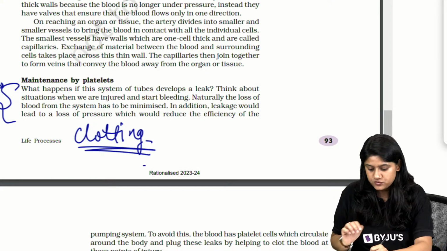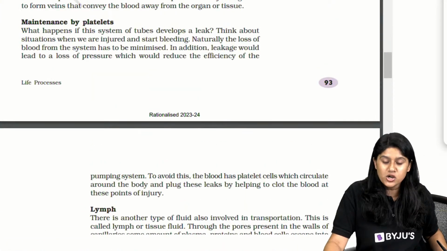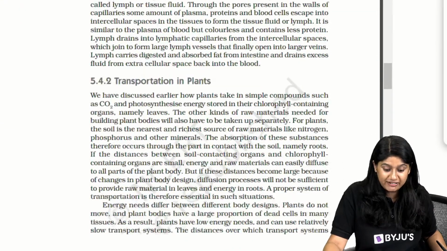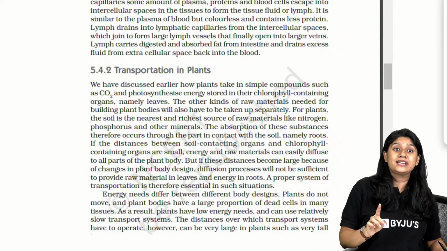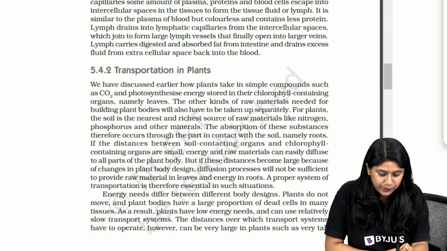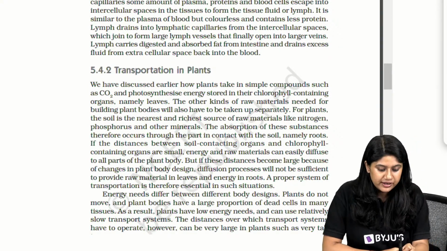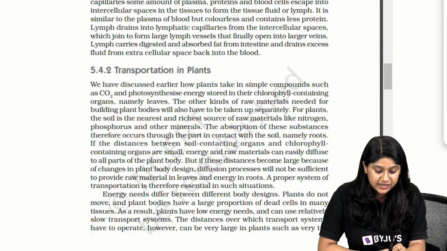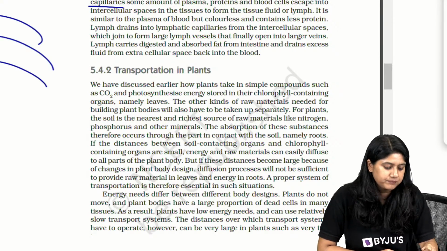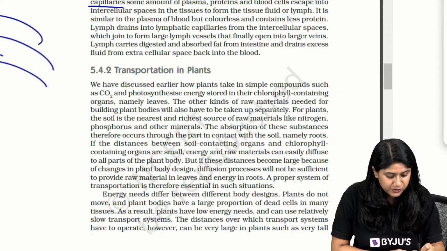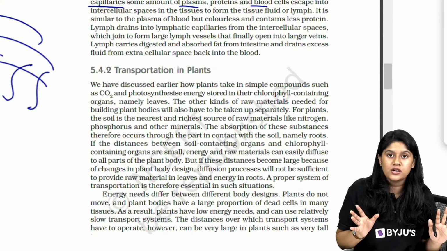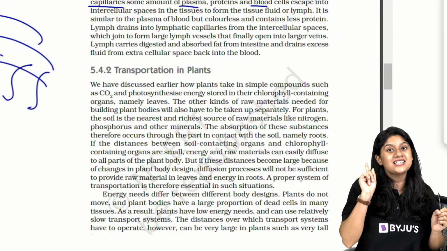Right? So remember that. Then comes the most confusing part, I would say, that the majority of you sometimes have, which is the lymph. There's a video on the lymph. How many of you have seen the lymph video? So lymph is nothing but a fluid that is involved in transportation. It's a tissue fluid. It comes from the pores present between the walls of the capillaries. It leaks out, right? There's leaking out from the capillaries, and it has plasma, protein, some blood cells. Of course, it does not have RBCs and platelets, it has WBCs.